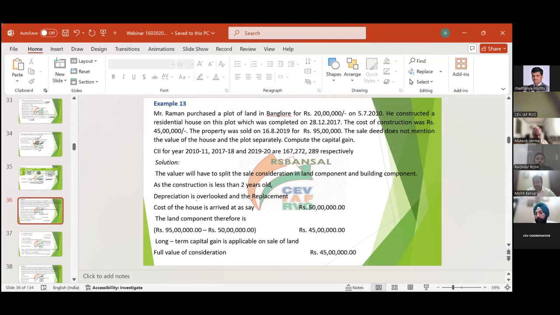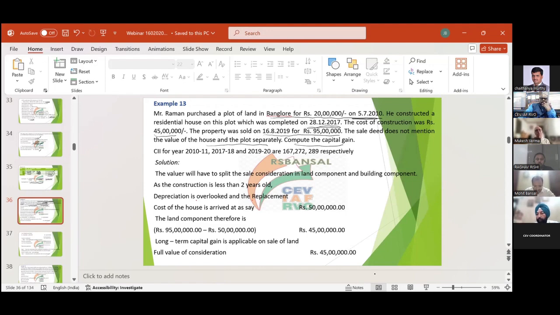See, in this question, there are two things involved. Mr. Raman purchased a plot in Bangalore for rupees 20 lakh on 5/7/2010. He constructed a residential house on the plot which was completed on 28th December 2017. The cost of construction was 45 lakh. The property was sold on 16 August 2019 for 95 lakh. The sale deed does not mention the value of the house and plot separately to compute the capital gain.